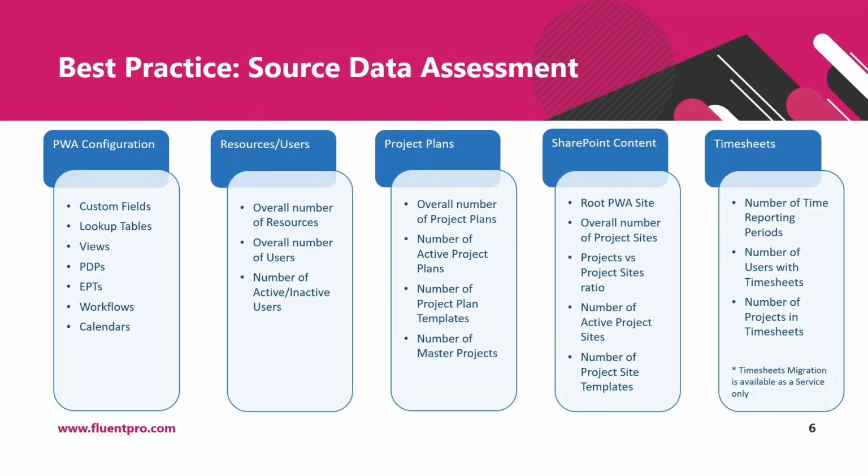The following categories of the data should be assessed prior to the migration start. As I mentioned before, clear understanding of the amount of data and its components helps to build an accurate and detailed migration strategy and project schedule. So the PWA configuration component includes the following entities: custom fields and their settings, lookup tables and their values, views that you will find in the PWA settings, PDPs, enterprise project types, workflows, and enterprise calendars, and also security.